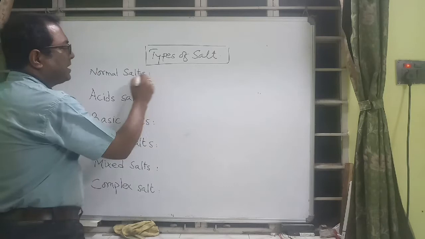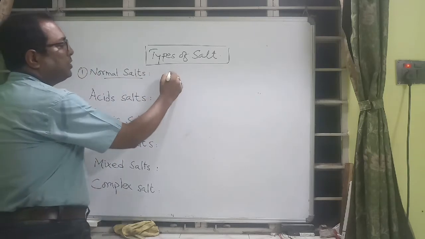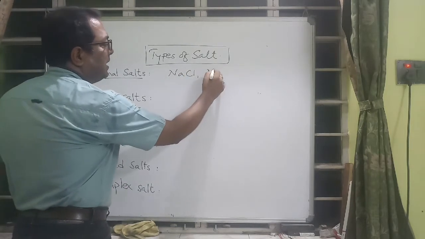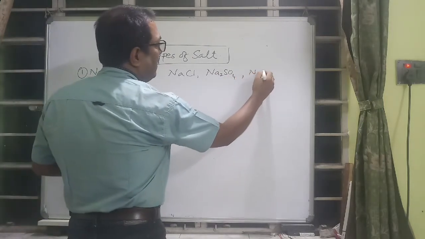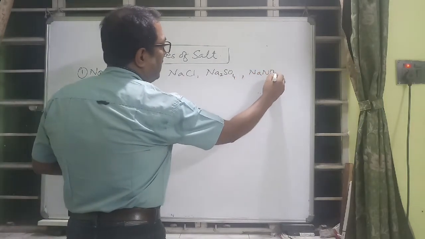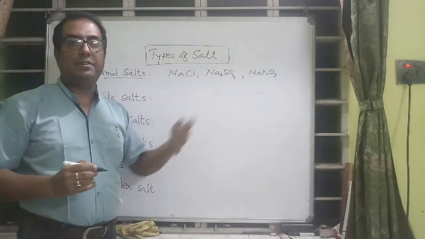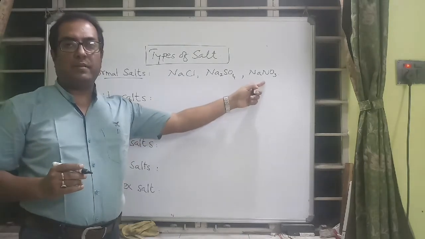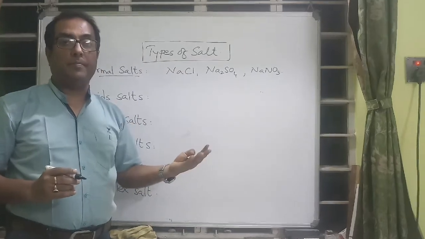I have taken normal salts as point number 1. Here you can take NaCl, Na2SO4, NaNO3 and so on. You can see here there is a complete replacement of the hydrogen atom. There is no such hydrogen atom left which is ionizable.